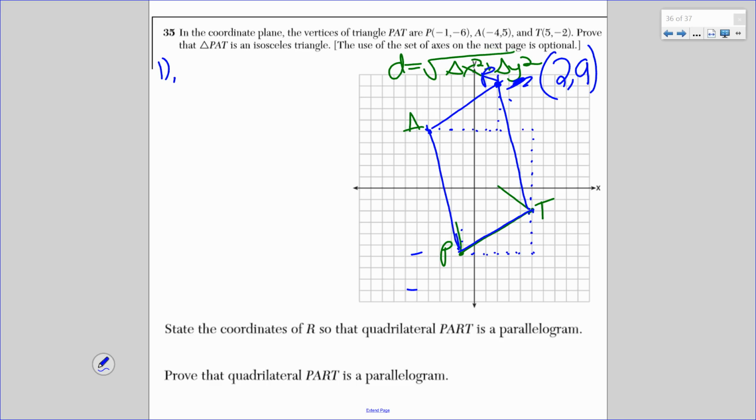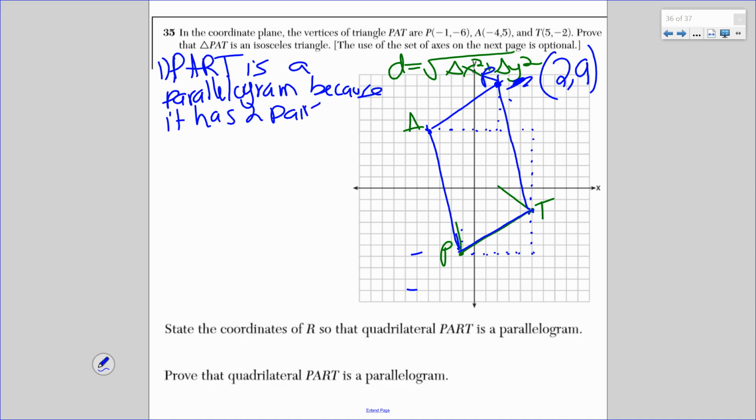It wants me to prove that PART is a parallelogram. Again, you need to know how to prove a parallelogram. There's no excuse for not getting these points. PART is a parallelogram because it has two pairs of opposite sides congruent. I have my students do distance for everything, with the exception of trapezoid, that way they know it's always distance. You do have multiple options, though. You can do opposite sides parallel, diagonals bisect each other, whatever.